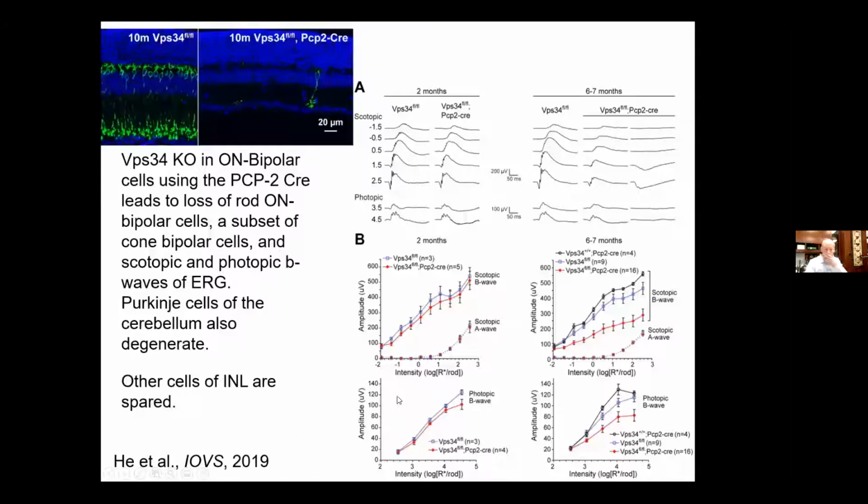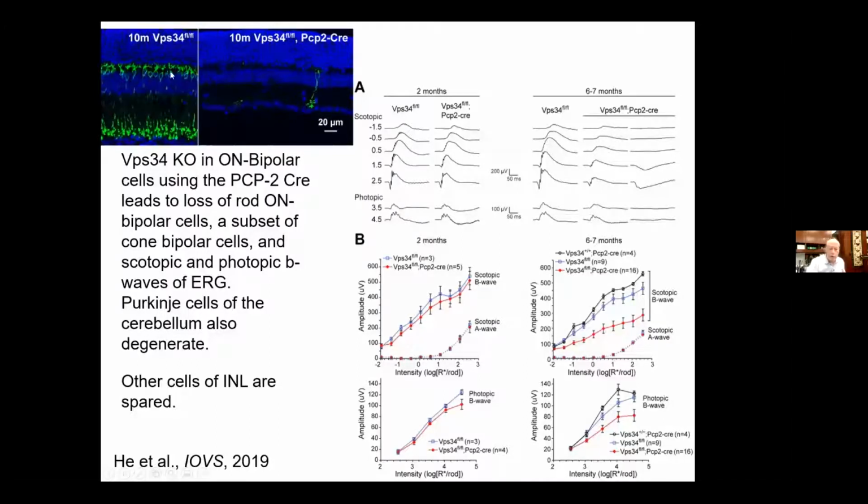We then moved on to bipolar cells, and I'll just tell you briefly that, again, we find that the deletion of PI3P leads to cell type specific degeneration of the cells. We knock these out in bipolar cells using a PCP2 promoter-driven CRE, which is expressed in rod bipolar cells and a subset of cone bipolar cells. It's also expressed in Purkinje cells of the cerebellum. So these mice have a severe ataxia because of degeneration of the Purkinje cells.